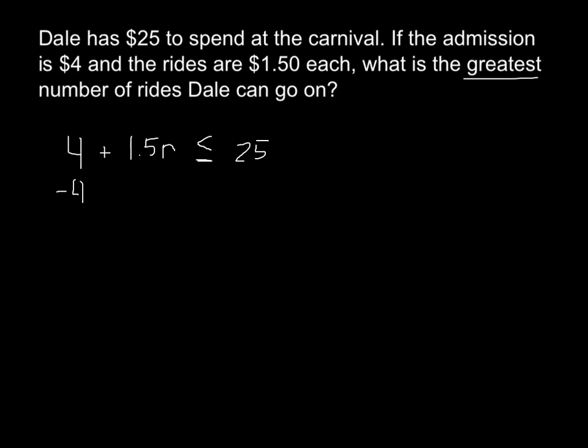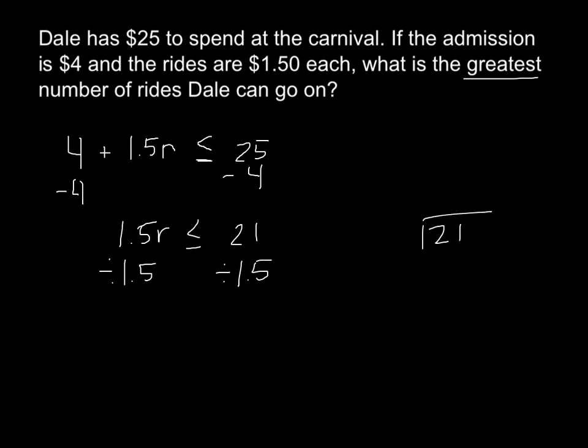So if I subtract 4 from both sides, I would get 1 and 5/10 r is less than or equal to 21. Okay, now I need to divide both sides by 1 and 5/10. So I have 21 divided by 1 and 5/10. Could I have put my 0 there? Yes. But does it really matter if it's there or not? No. So I'm going to make that into a 15, and my 21 becomes a 210. I have to move the outside and the inside the same amount to make my outside a whole number.